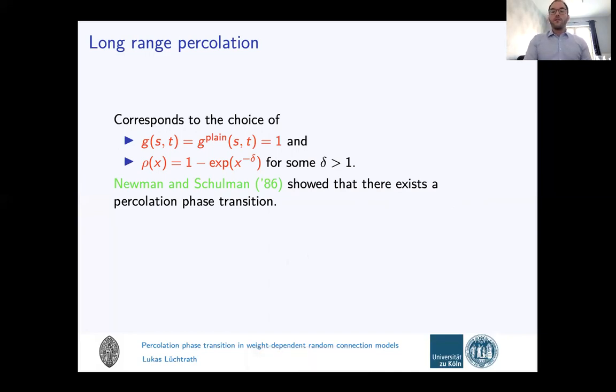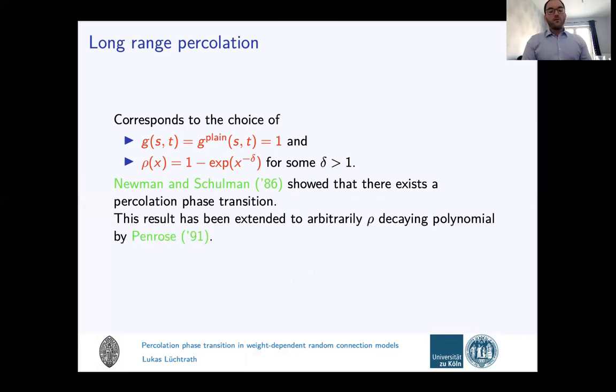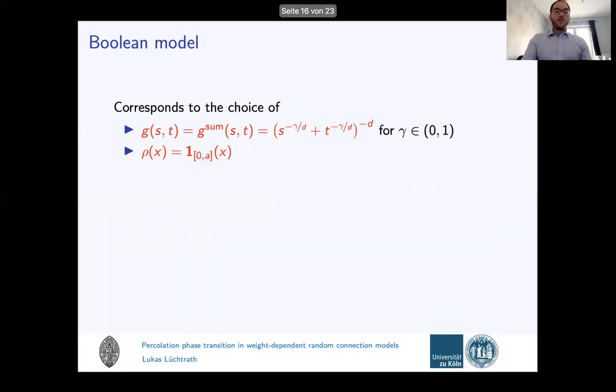That means beta_c is larger than 0. And if you do not want to consider this specific function rho, you can actually extend the result to arbitrary functions rho that decay polynomially, and this was done by Penrose in '91. Another very interesting model is the so-called Boolean model.